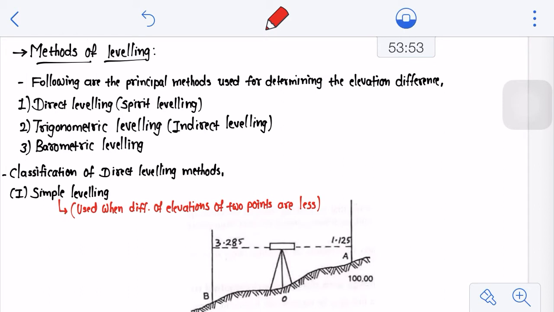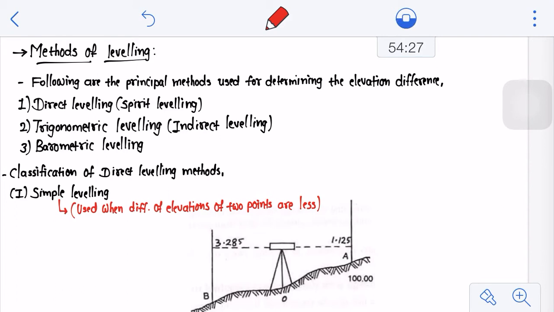Then finally I'll discuss the different forms of errors that we can have in our leveling work. And finally I'll end my discussion on leveling with a small topic called contouring in the context of leveling, because it is a very important topic and it is actually a vast topic. I'm not going to go that deep into it, but I'll give you a brief introduction to contours. So without wasting time, let's get started in this video.